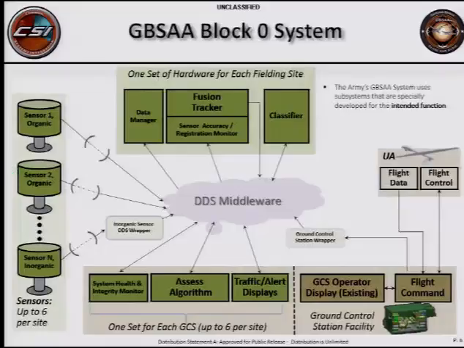So this is our Block 0 system. On the left here, you've got our various radars. This is our radar network. It goes into our RTI DDS middleware, which we use to communicate, and then that data comes to our fusion tracker, which fuses that information. Then that data is passed to our classifier to help clean it up, filter out any remaining clutter that may be in the air picture, filter out road vehicles, cars, things like that. And then it's passed to our algorithms to prioritize intruder aircraft and to provide alerts, and to our traffic and alert displays. Also, we have health and integrity monitoring, data management, and I'll go into a little bit more detail on some of these other subsystems.